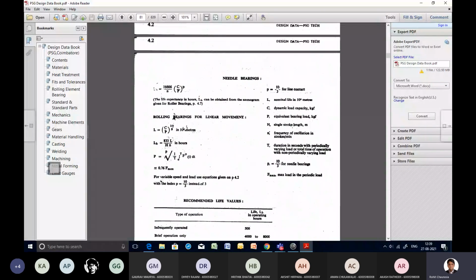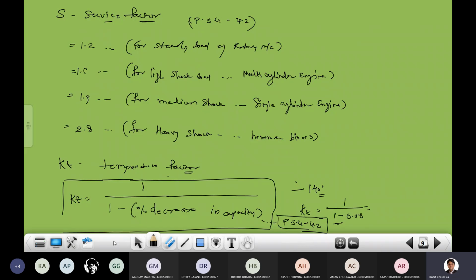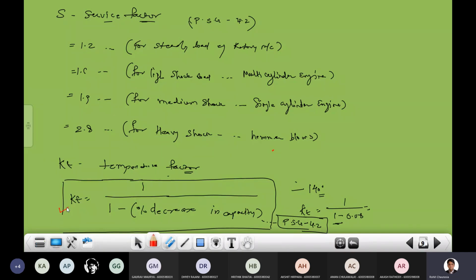4.4, and 4.2. On this page you can find out the decrease in capacity at the higher temperature. If the temperature is given, then with the help of that you can find out the decrease in capacity, and with the help of this decrease in capacity you can calculate the value of KT. तो KT का फॉर्मूला ये है मेरे पास available. So with the help of this you can find out the result.